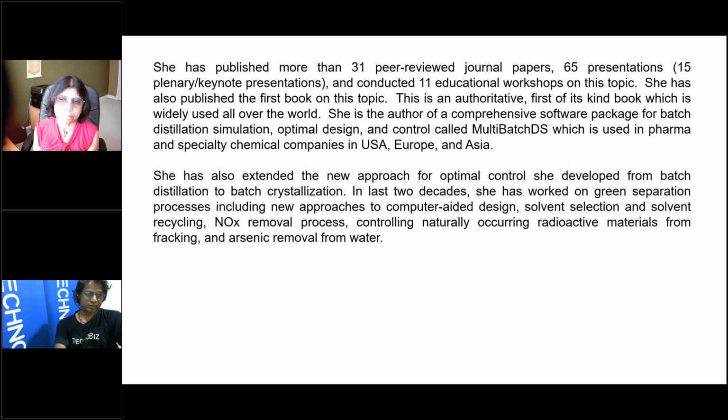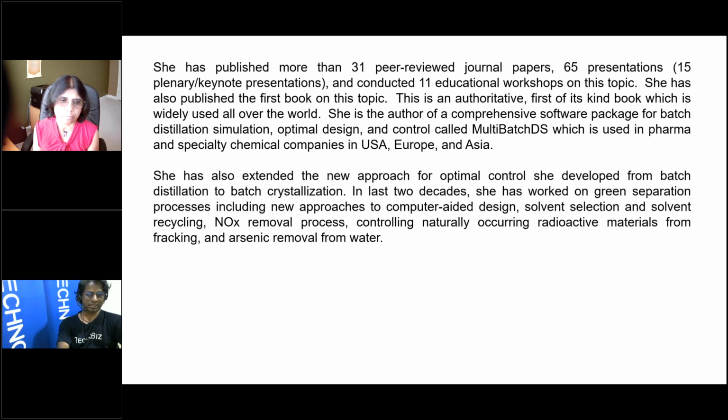She is author of the comprehensive software package for batch distillation simulation, optimal design, and control called Multi-Batch DS, which is used in pharma and specialty chemical companies in the US, Europe, and Asia. She has also extended the new approach for optimal control that she developed from batch distillation to batch crystallization.